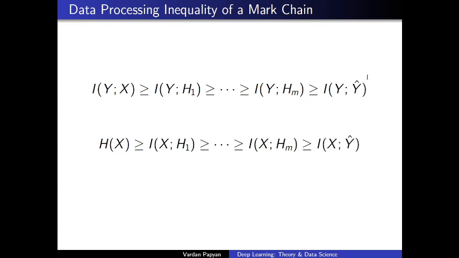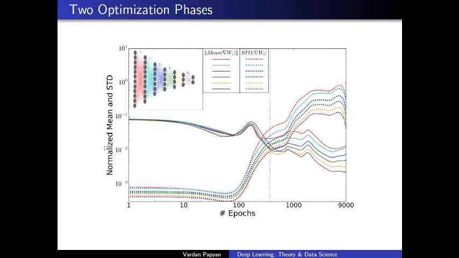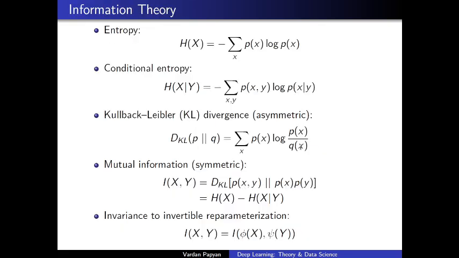It's one of the most important inequalities that we have in data processing. It means that the mutual information between y and x is more than the mutual information between y and h1. h1 is the first hidden layer. And the last one is the mutual information between y and y hat. The best thing happens when all of these are the same. It means they are equalities, not inequalities, and so we have our best possible network.